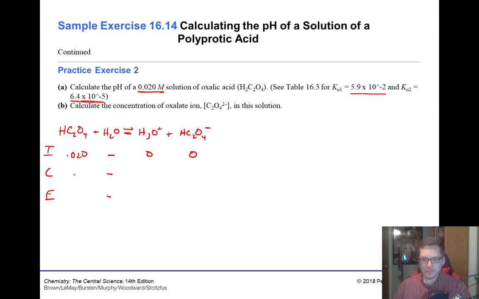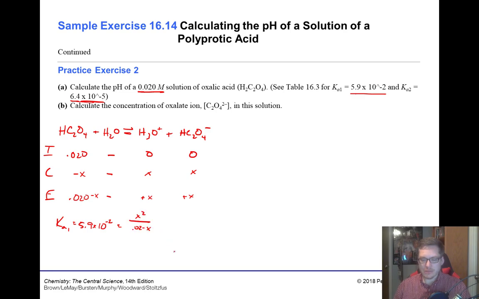Okay, so we're going to lose some amount of that. We're going to gain some amount of that. So at equilibrium, this will be equal to 0.020 minus x, and then plus x, plus x. All right, so our Ka1 is equal to 5.9 times 10 to the minus second, and that is equal to x squared over 0.02 minus x.